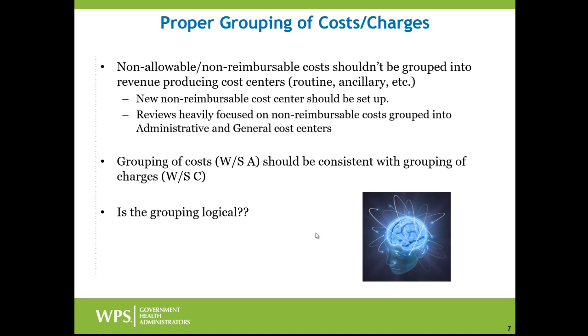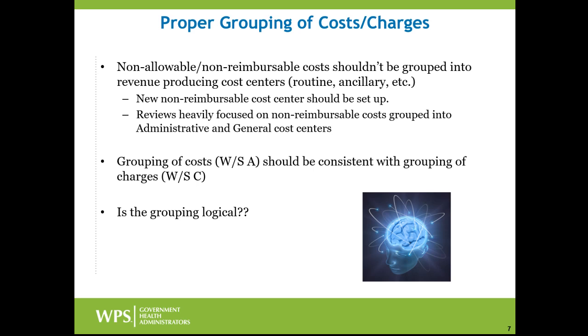So in those situations where you have these non-reimbursable costs, they need to be split out, and a new non-reimbursable cost center needs to be set up to hold those costs. In large part, the non-reimbursable cost centers serve two purposes. One of them is to make sure that those direct costs themselves fall out of the cost report.